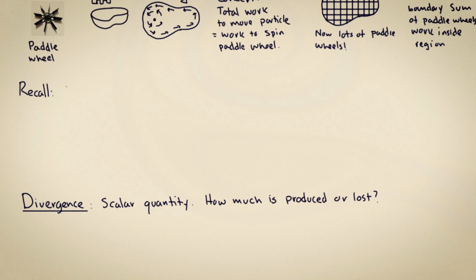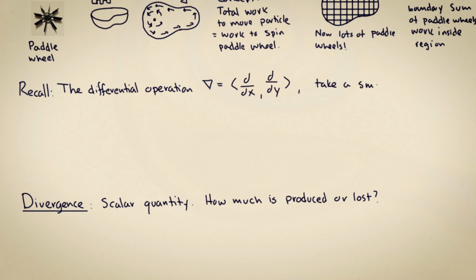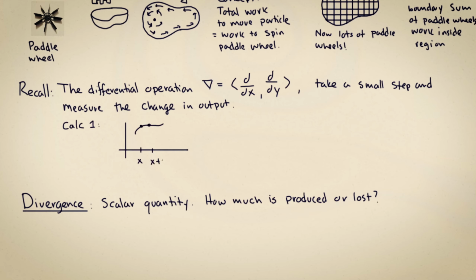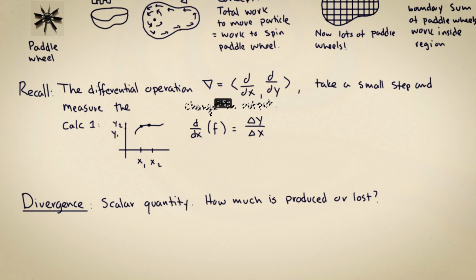Let's just remind ourselves briefly what this object del represents. So del is an operation that's like taking the derivative, and the derivative should be some kind of measure of change, and what we do is we imagine taking a small step in a direction and measuring the change in the output. The way this object worked in Calc 1 was you imagine taking a small step from x1 to x2, and then the derivative is the proportional change in output.